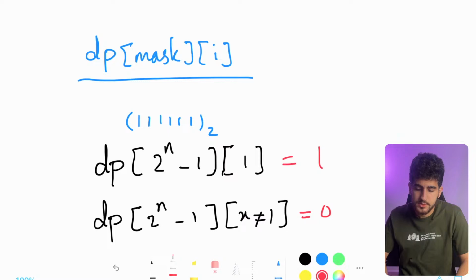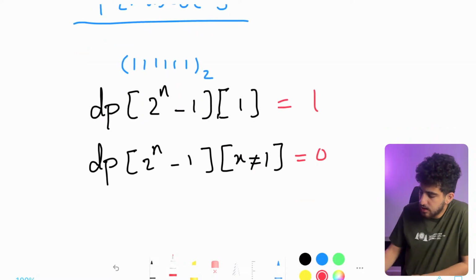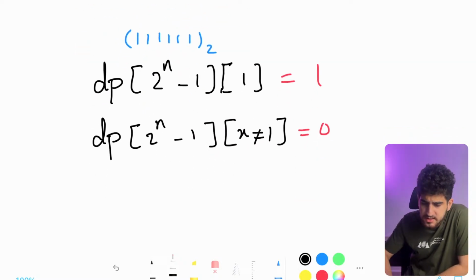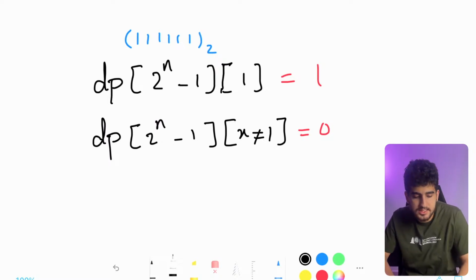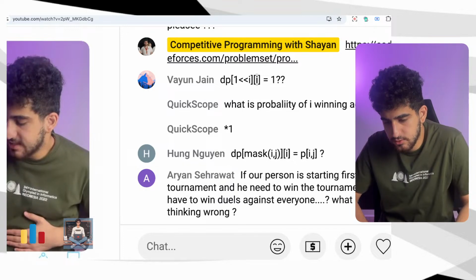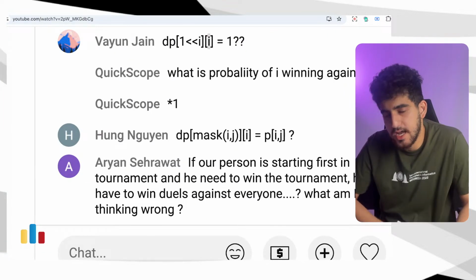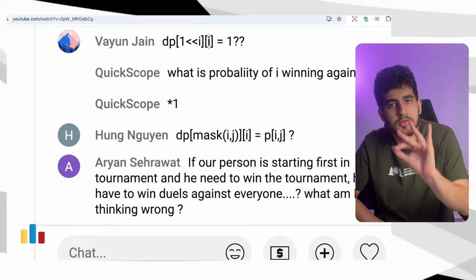Okay, so these are our base cases. Now when I want to calculate dp of some mask and I, if our person is starting first in the tournament and he needs to win the tournament, he'll have to win duels against everyone. If he is the first person who comes to the tournament, he has to fight against everyone. But you can rearrange the queue.